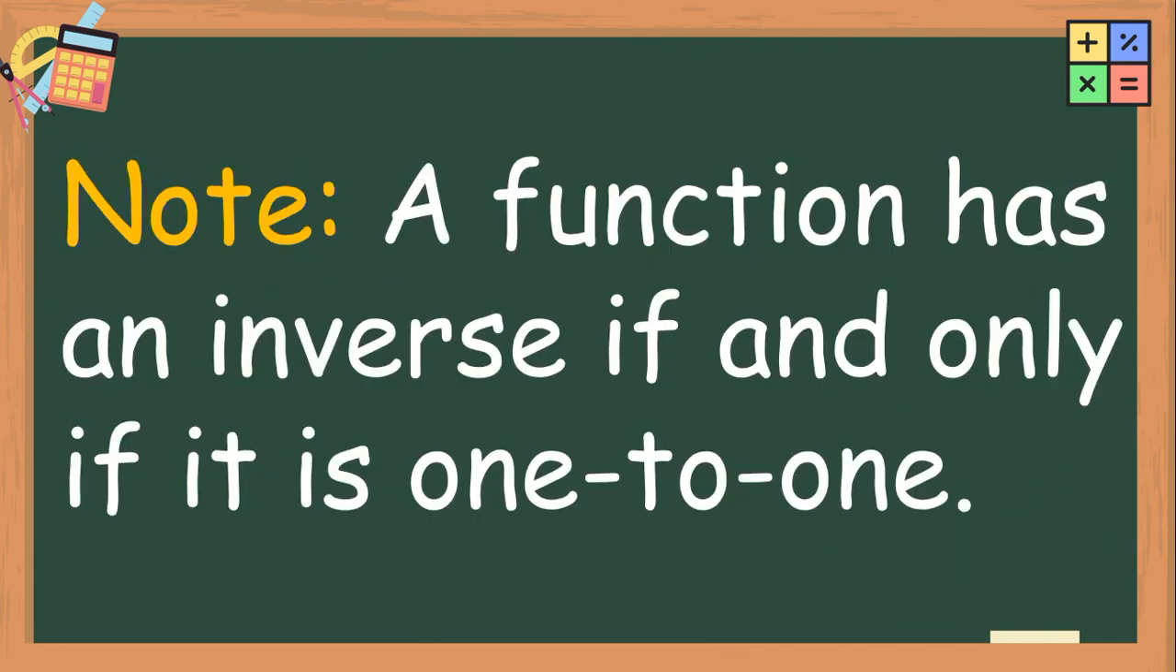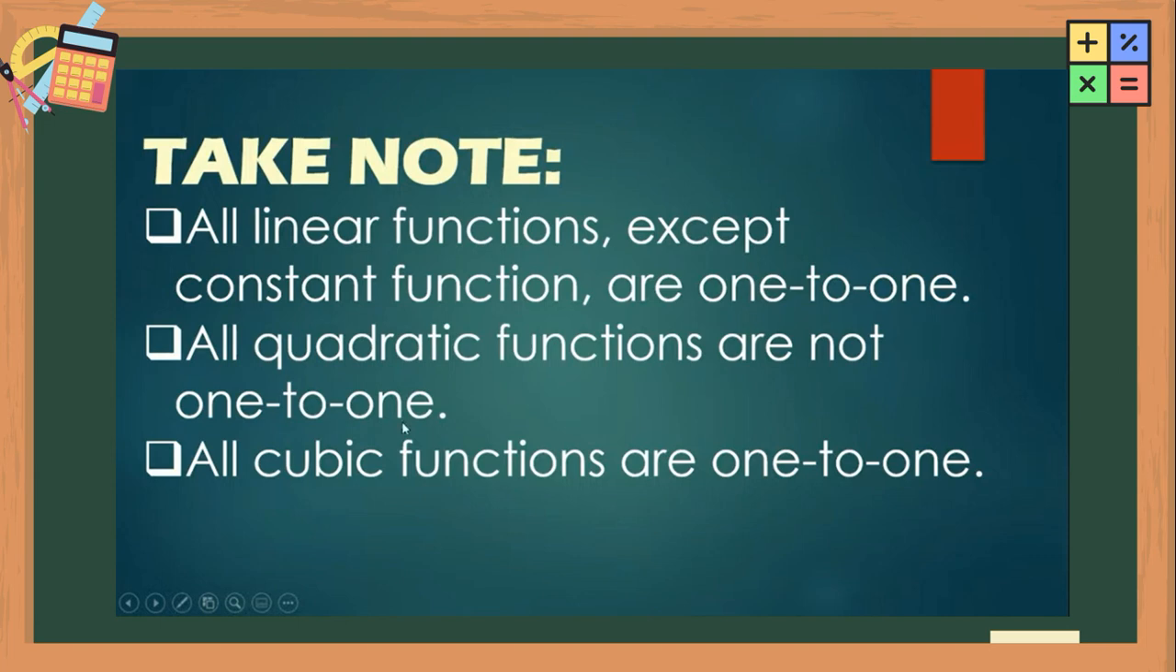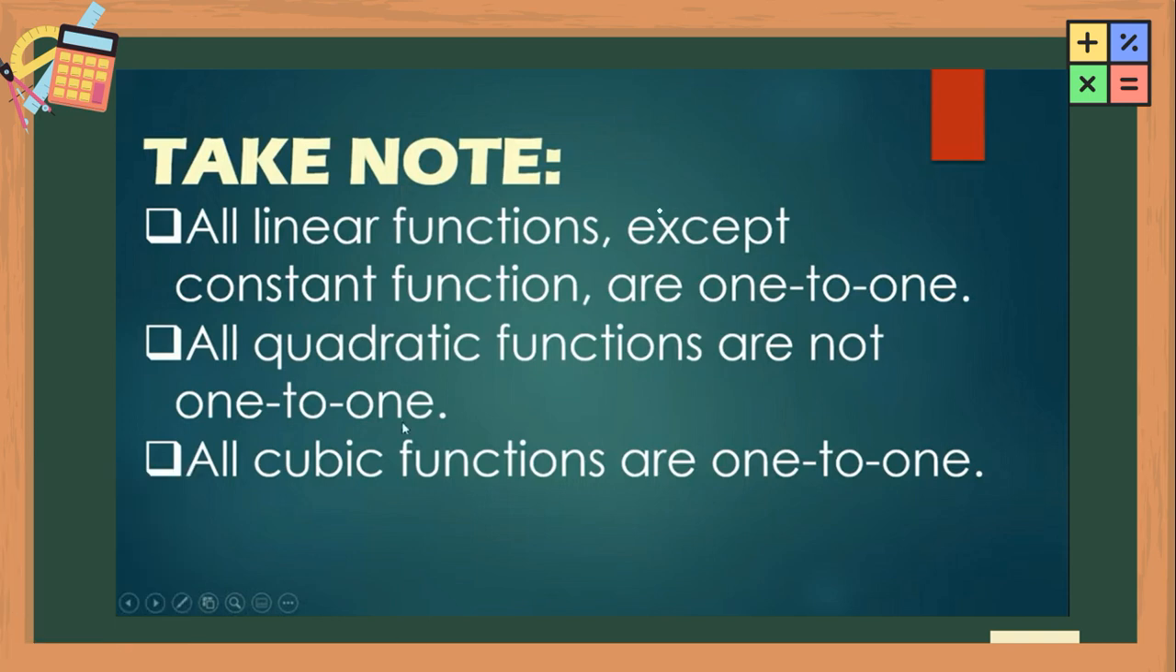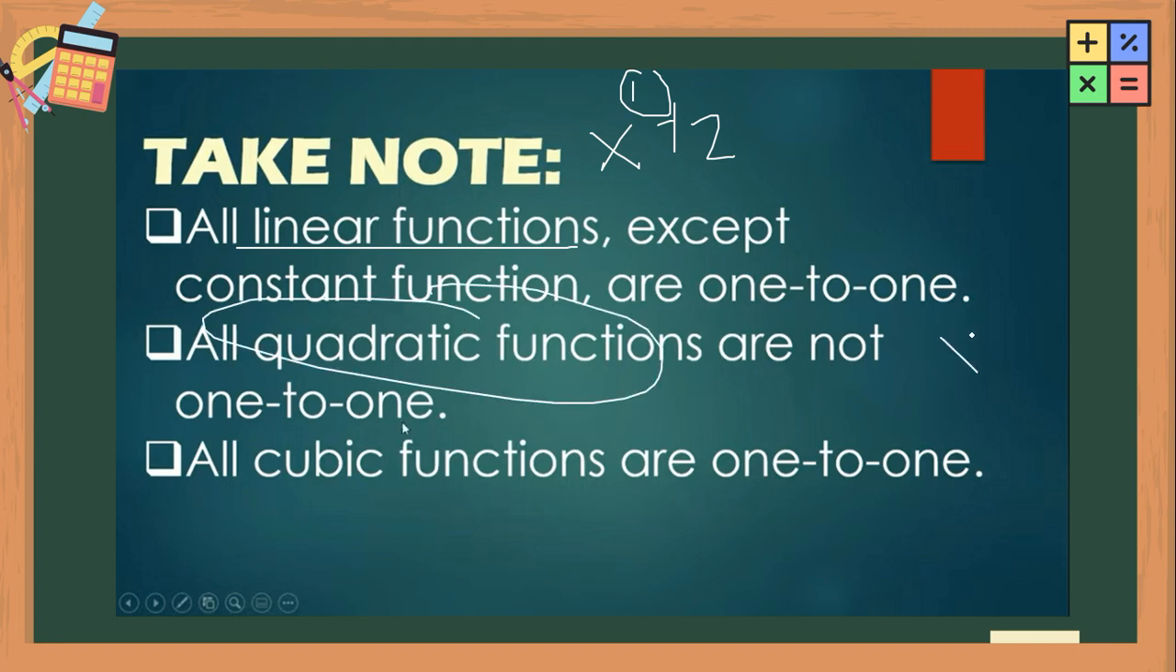Yeah. Next, another reminder that all linear functions except constant function are one-to-one. All quadratic functions are not one-to-one. So, pag may nakita kayong quadratic, sir, ano ba yung quadratic, sir? And what is linear? Ang linear po, linear functions is x plus 2, ganyan. So, ibig sabihin, 1 lang yung exponent. Yung quadratic function naman, pag may exponent na 2, that is what we call quadratic functions. Kapag may nakita kayong quadratic functions, wala siyang inverse.